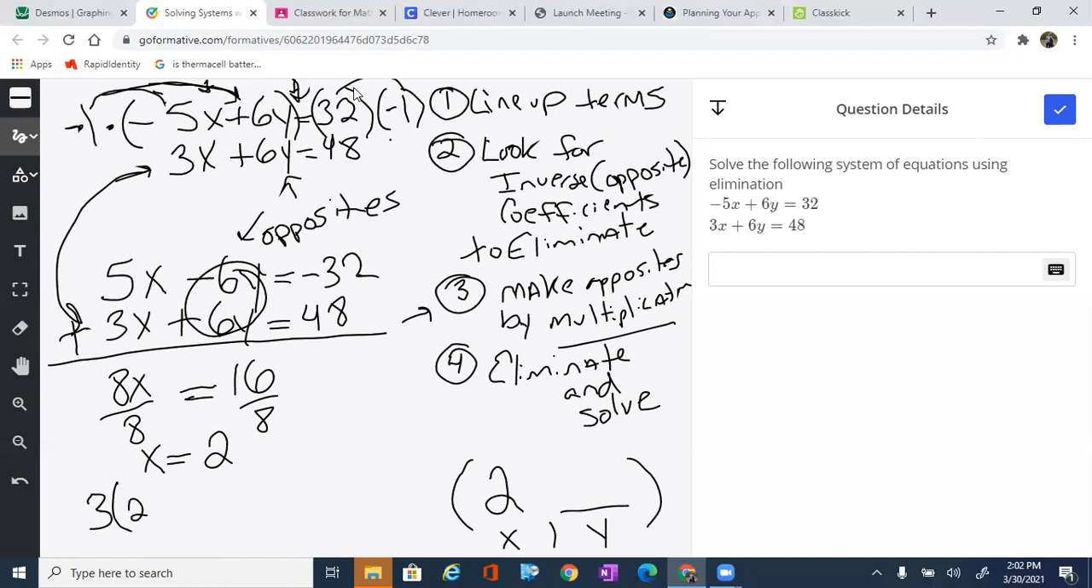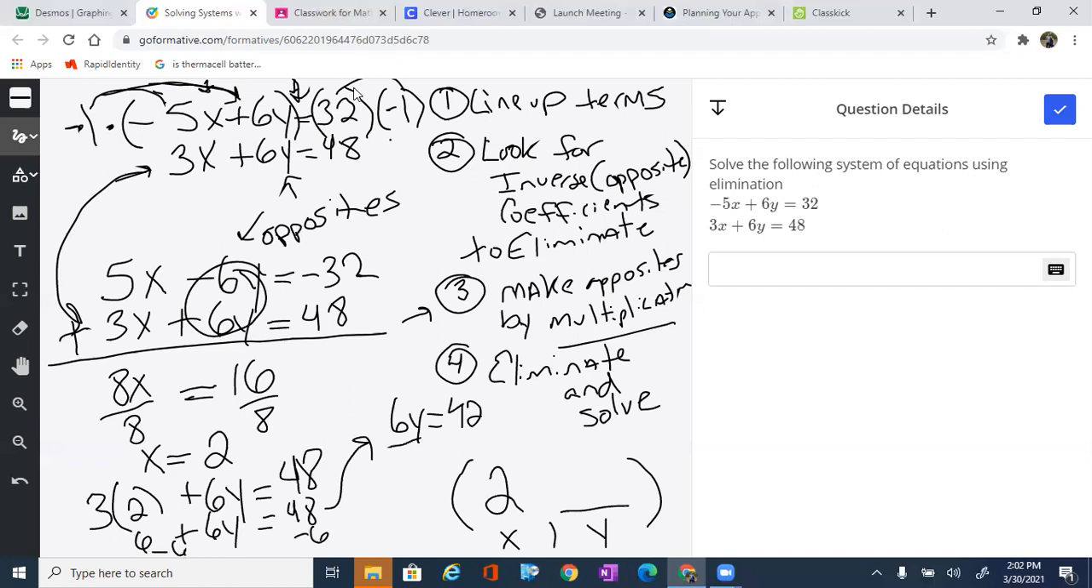So 3 times 2 plus 6y equals 48. And what I'm going to do is simply solve. So 6 plus 6y equals 48. I'm going to subtract the 6. That is going to give me 6y equals 42. If you didn't see that, I subtract 6 from both sides. That'll give me 42. And then I divide by 6. When I do that, y will come out, and 42 divided by 6 is 7. And our answer should be (2, 7).